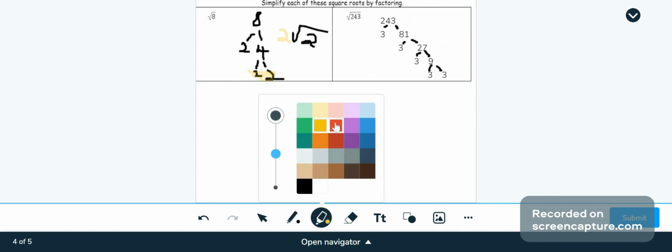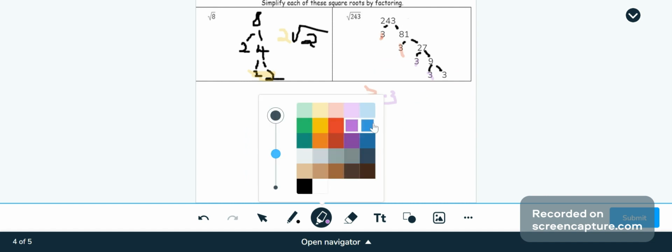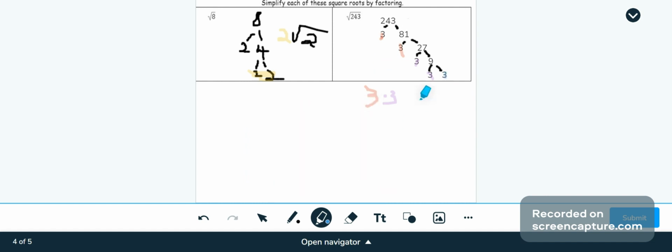Now, again, we're looking for pairs. 3 and 3 become one of my pairs. I've got another pair of 3s here and here. So I got 3 times 3. That last 3, though, is sad because he doesn't have anybody left to partner up with. So he stays underneath the square root. My answer here is going to be 3 times 3 is 9 times the square root of 3. And that's what I'm looking for from you today.